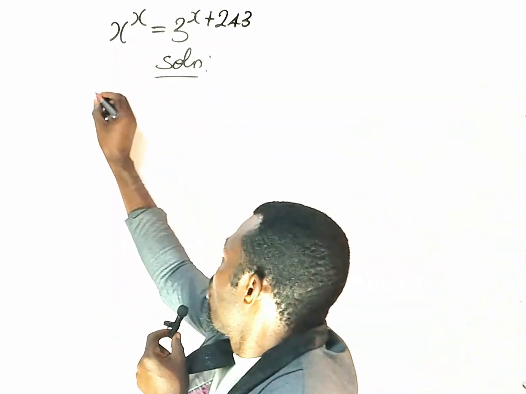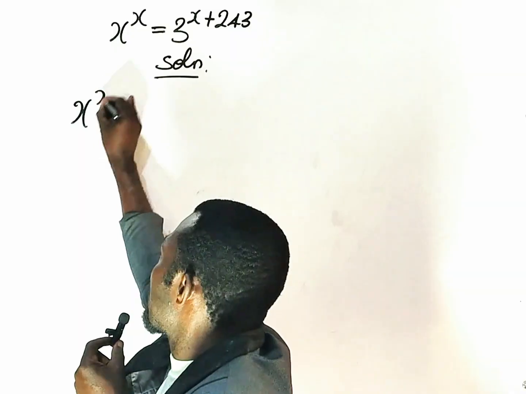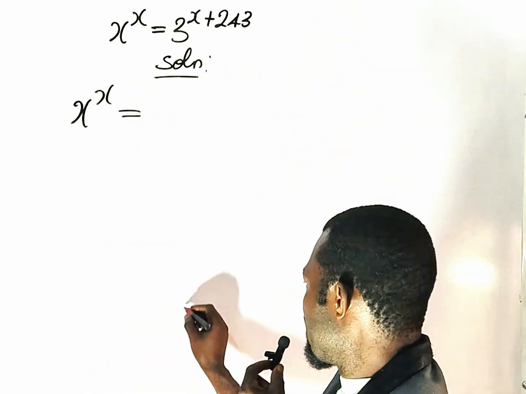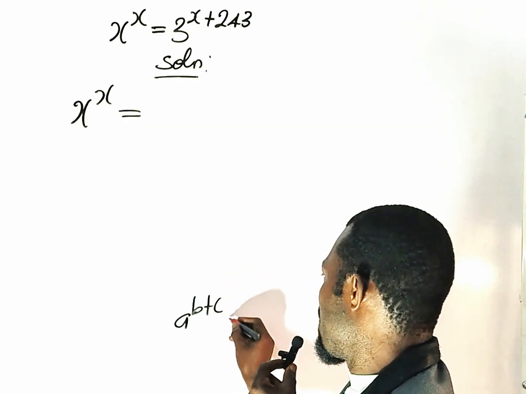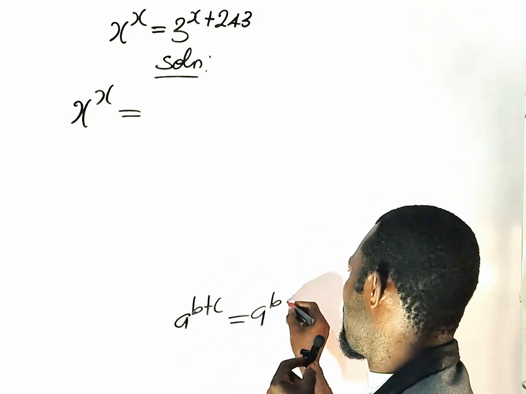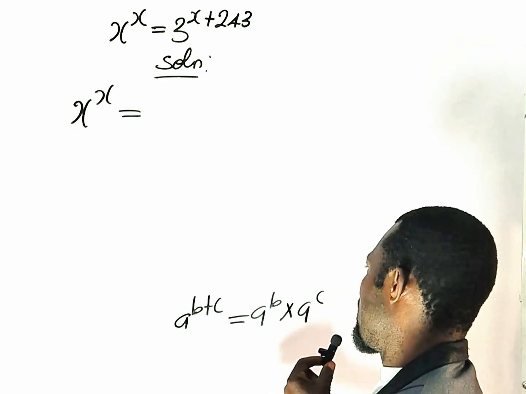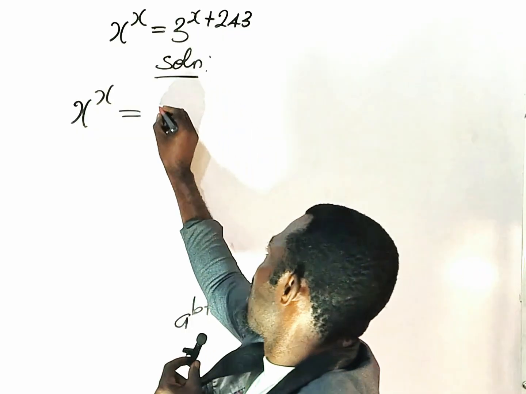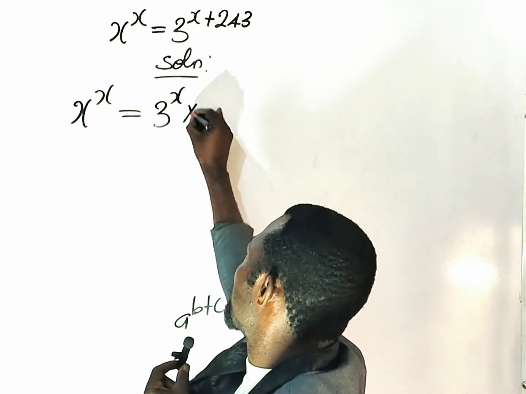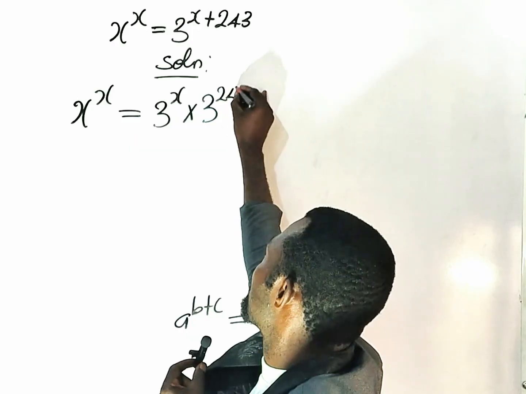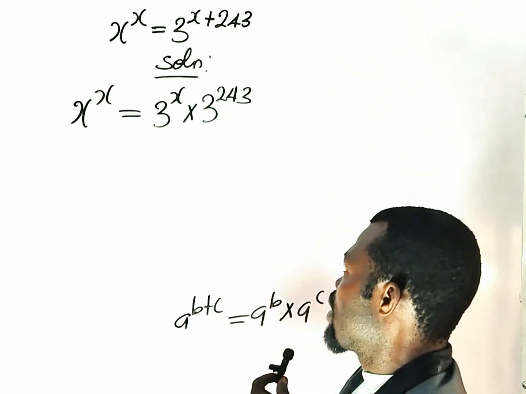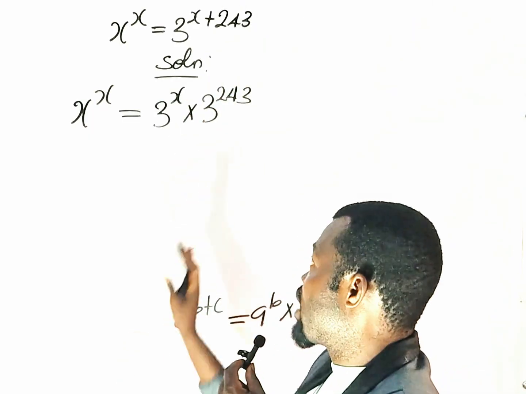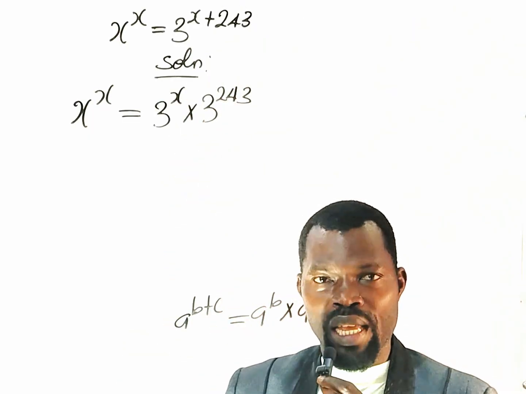Solution. Now, we are going to write x^x equals, we separate this using the rule of indices, which says that a^(b+c) is equal to a^b multiplied by a^c. So we write this expression in this form so that we have 3^x multiplied by 3^243.